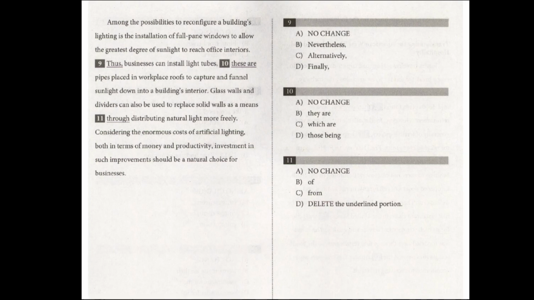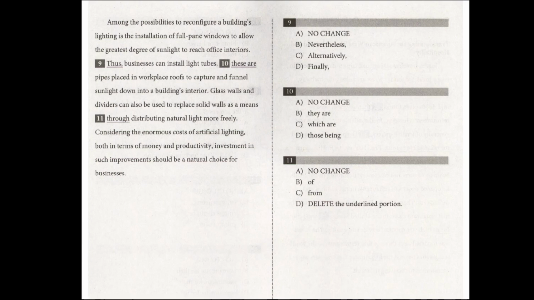Let's move on to question number 9 now. The question is about the first two sentences on the screen right now. The sentences read, "Among the possibilities to reconfigure a building's lighting is the installation of full-pane windows to allow the greatest degree of sunlight to reach office interiors. Thus, businesses can install light tubes. These are pipes placed in workplace roofs to capture and funnel sunlight down into a building's interior." The question then asks, what exactly is to be done about the underlined word "thus"?